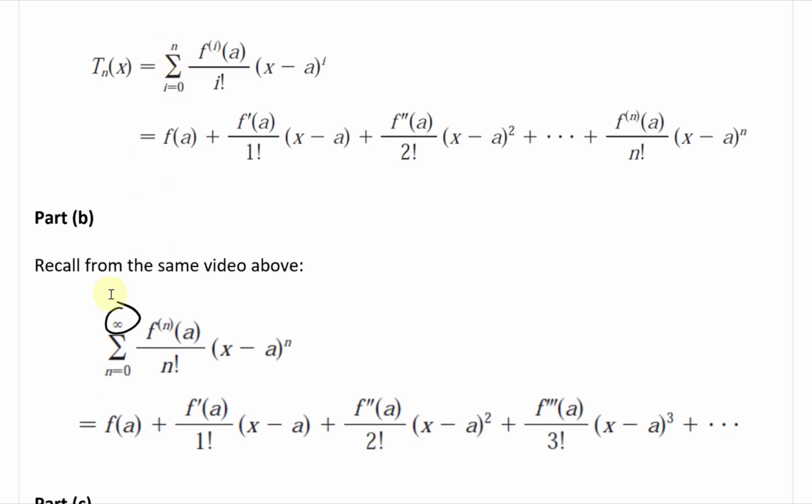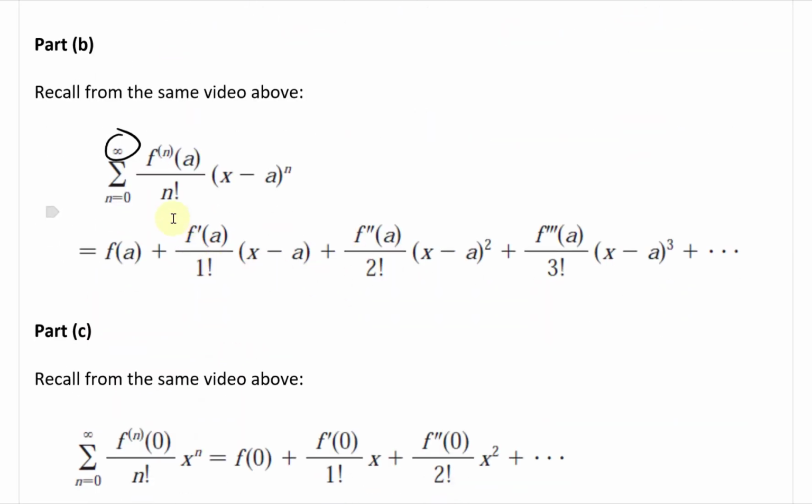It doesn't go up to n there. We just write n equals 0, so it's easier to write because you're not putting infinity in these terms. So summation from n equals 0 to infinity of the nth derivative of f at A, divided by n factorial, times x minus A to the power of n.